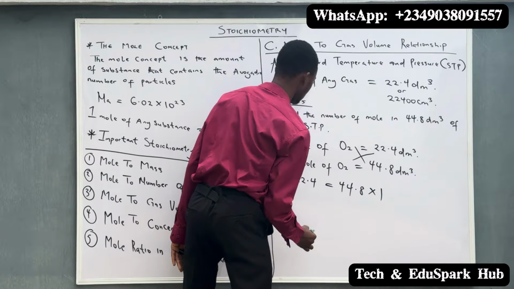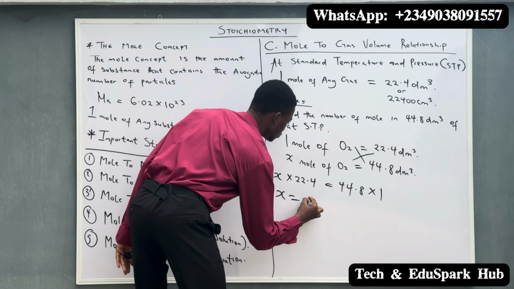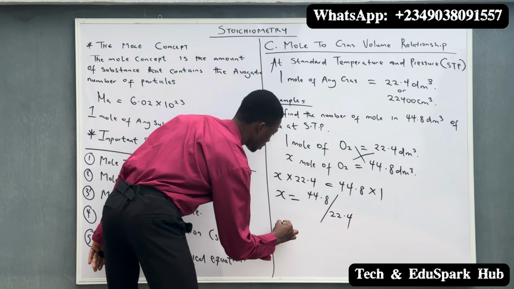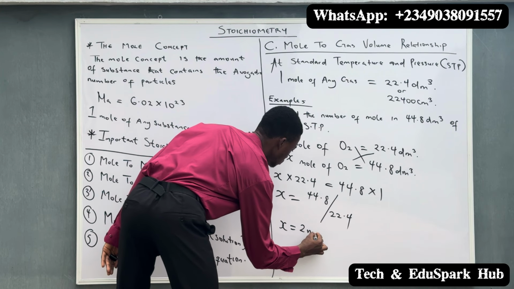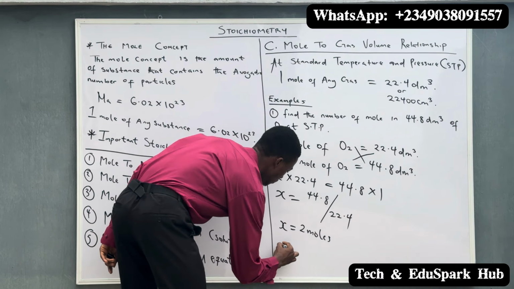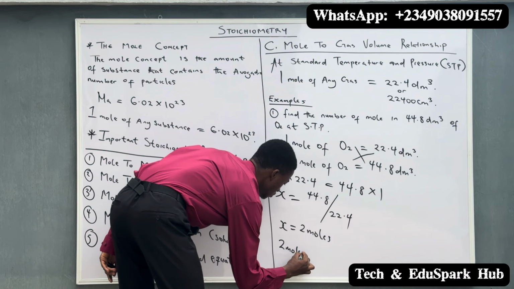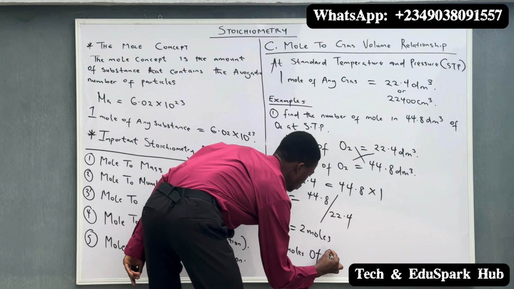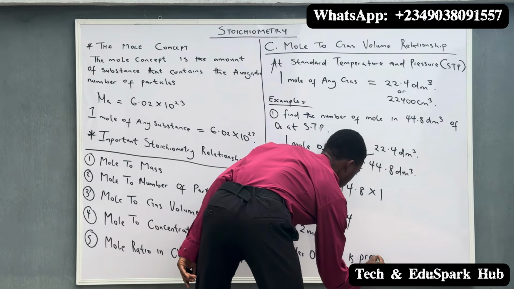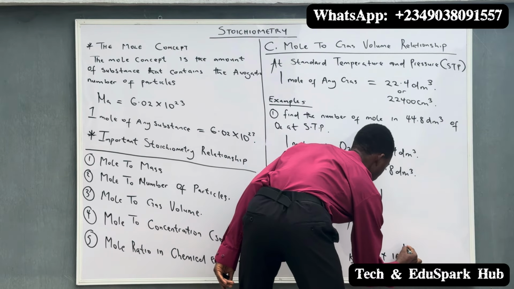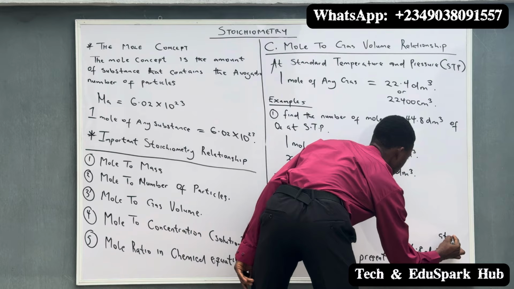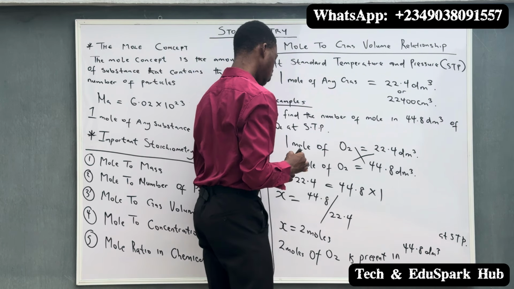44.8 multiplied by 1. So we have our x to be equal to 44.8 divided by 22.4. So our x will be equal to 2 moles. So in order to understand what we are doing, you can say 2 moles of O2 is present in 44.8 dm cube at STP. So this shows that we know what we are doing.